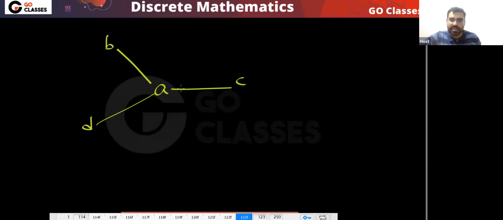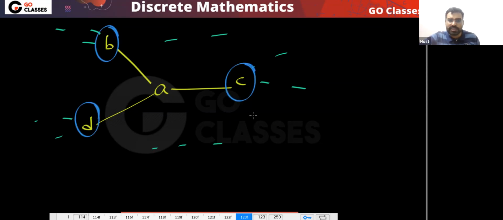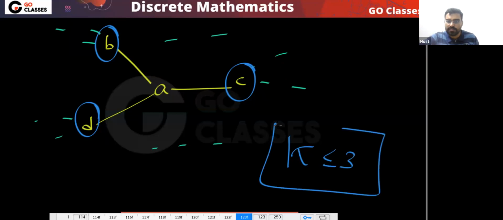If you want to disconnect this graph, there can be some other graph, but you can notice one thing. If I remove these 3 vertices, either you will get a single vertex, or the graph will disconnect. Yes or no? So finally, I can say that kappa is definitely less than or equal to 3. Is this clear to everyone?